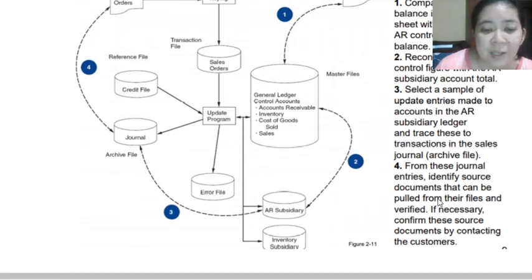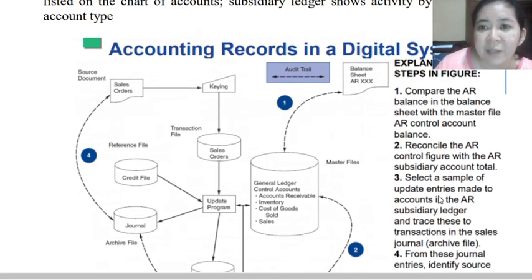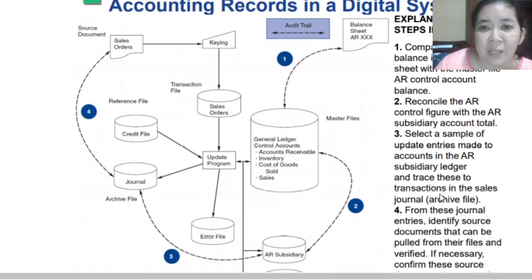So if there are sales, the entity can record not only the accounts receivable or the cash, they can also update their inventory because of the sale. So we have here the explanation of the steps in the figure. From our general ledger, we can also create our financial statements. Our general ledger is our master file.